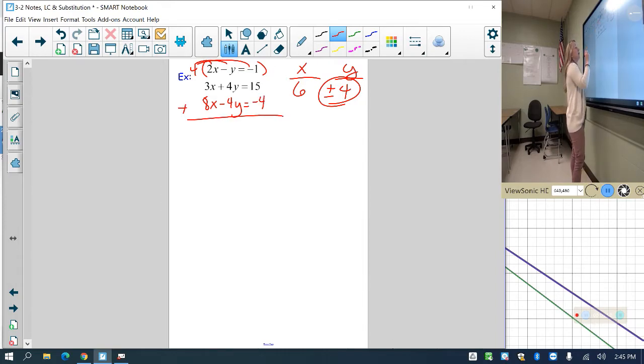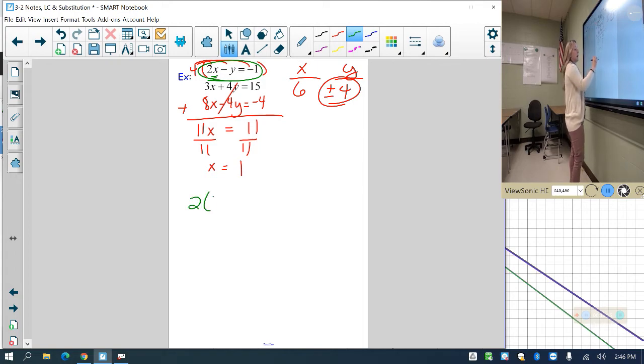I can go ahead and add the two equations. 3x plus 8x is 11x. This one cancels, and I'm left with 11. Divide both sides by 11 to find the value for your x, which is 1. Once you have the x value, you can choose either original equation. I'll choose this one, and plug in 1 for your x value to find y.